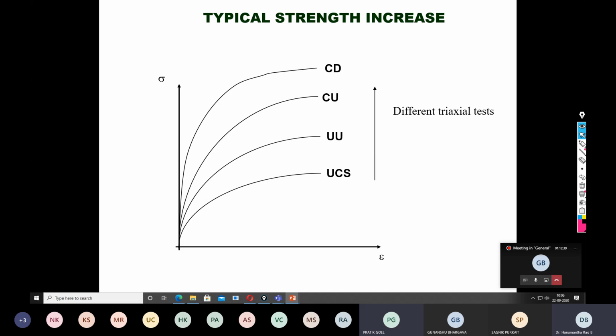Sir, because the dependency on friction factor is increasing and cohesion is reducing. Friction factor is improving. Okay. So any explanation from anybody? The rearranging of the particles is more in case of CD. So the frictional component contributes more to the shear strength, because C is constant. So sigma is increasing, so the sigma tan phi value is increasing.